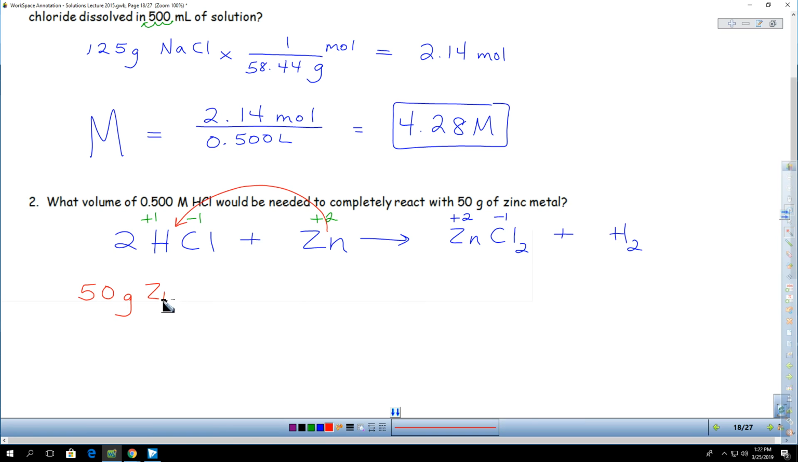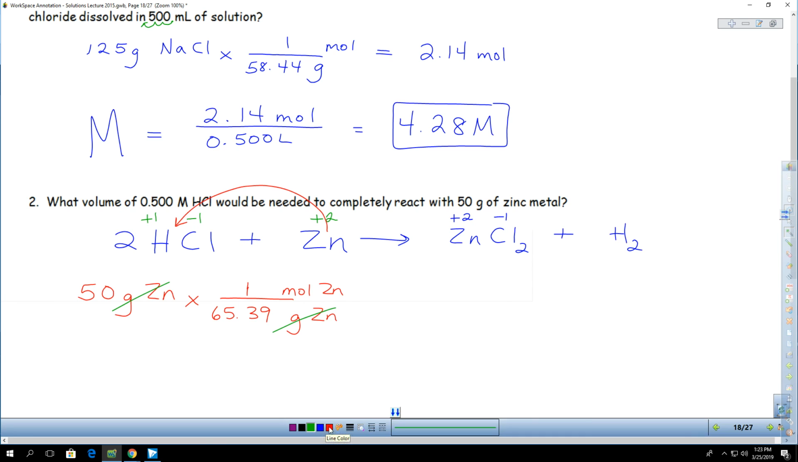So I need to take that 50 grams of zinc, cancel grams of zinc, and get it into moles. One mole has the mass on my periodic table. Zinc, zinc, zinc. 65.39 grams, and that's a one. Grams for one mole. All right, zinc and zinc.